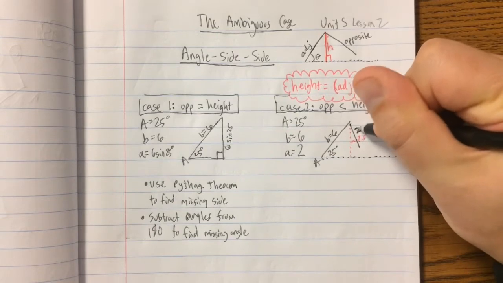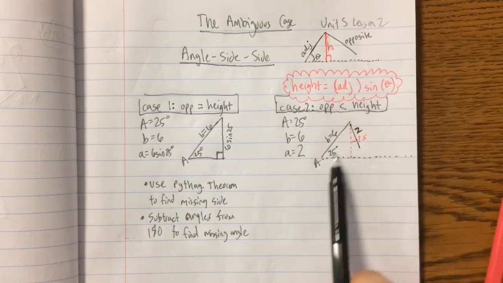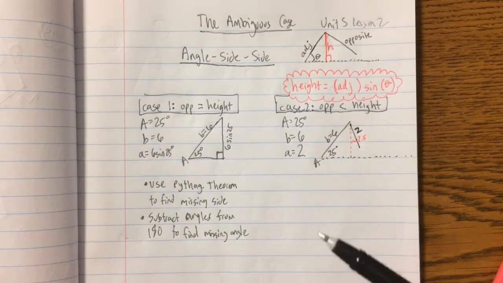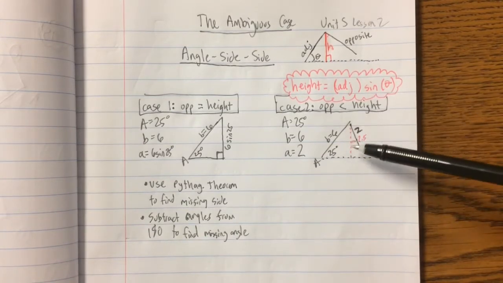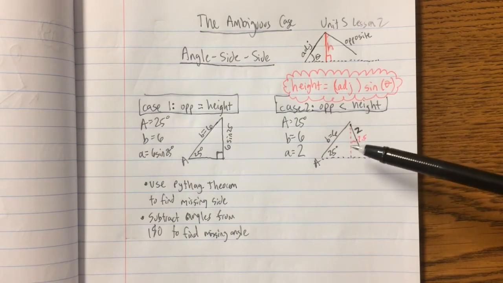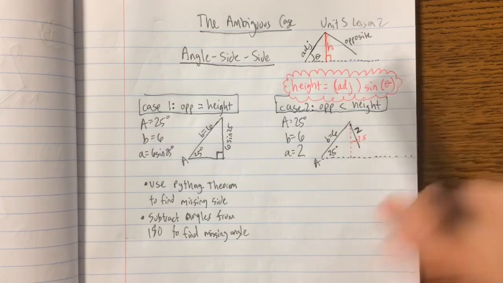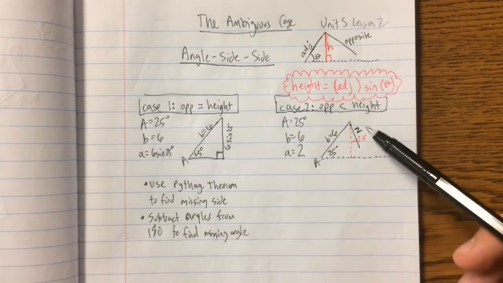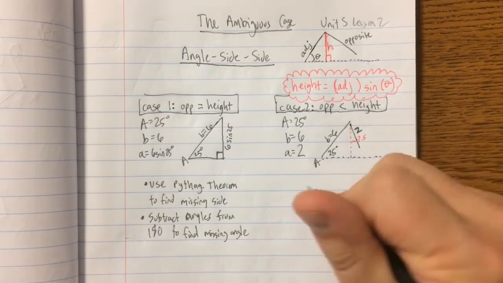If this is 2, no matter which way you swing this, it's never going to hit this other side. There's going to be some sort of gap. The height is the shortest it could possibly be, because then it's hitting at a 90-degree angle measure. So it could be longer than that, and you have no problem. But if it's shorter than the height, then there's just no solution. There's no possible triangle where the opposite side of the given angle measure is shorter than the height. So there is no solution.